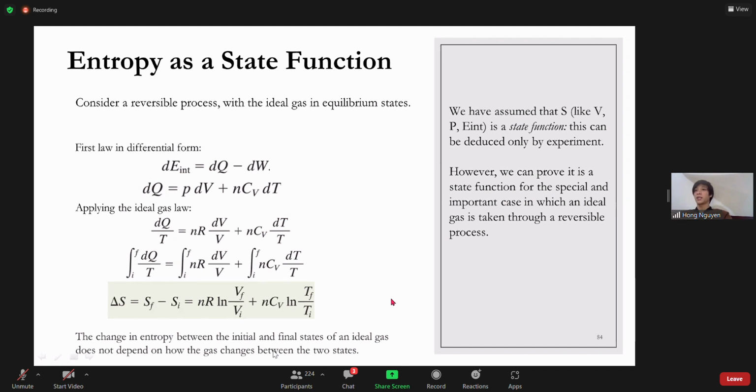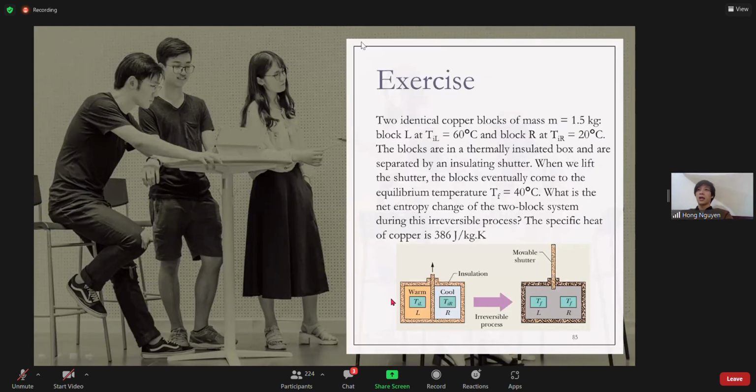Here I have an example so you will understand better what I just explained. I have two blocks of copper. One block has a higher temperature than the other block. So we have the warm block with a temperature TL, from the left, and we have a colder block having a temperature TR.